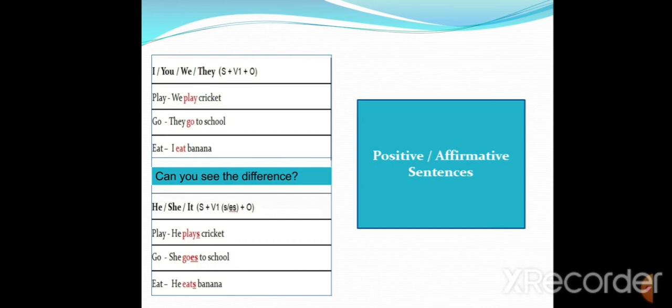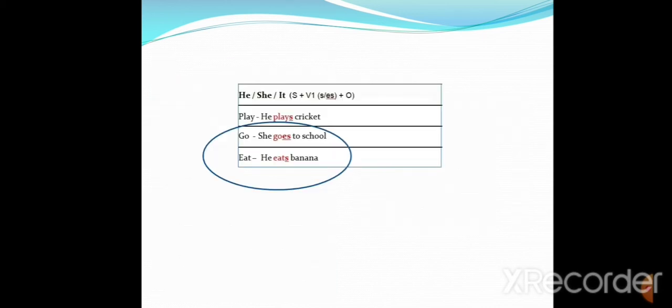Now let's go a little deeper here. In this picture you can see that I have circled two examples. In the first example you can see that we have added es to the verb go and just s to the verb eat. Why? Why have we done that? Why with some verbs do we add s and with some verbs we add es? What's the difference? So let's learn some spelling rules.